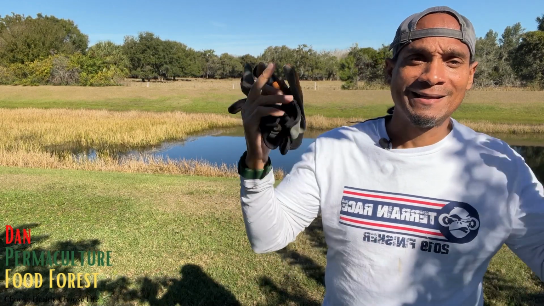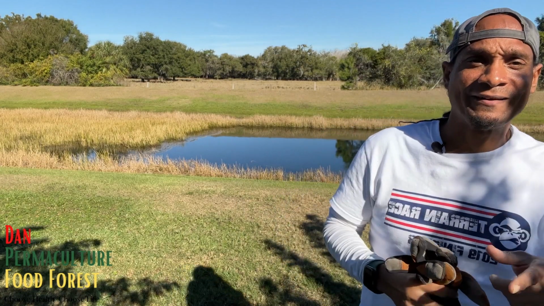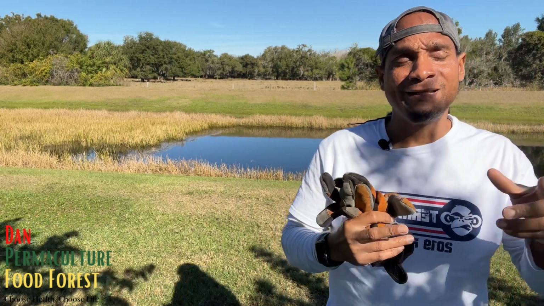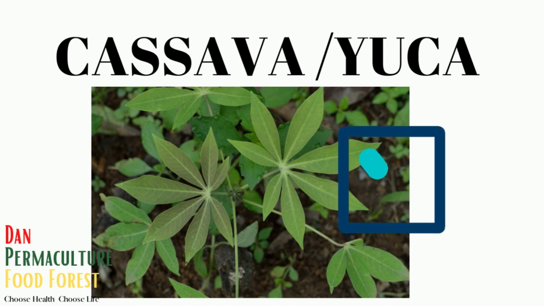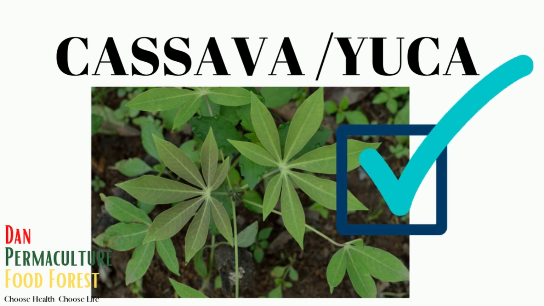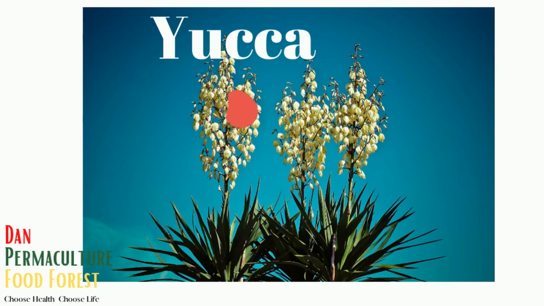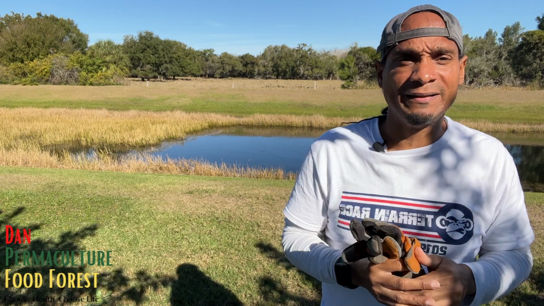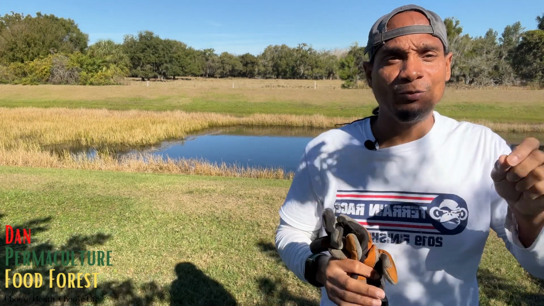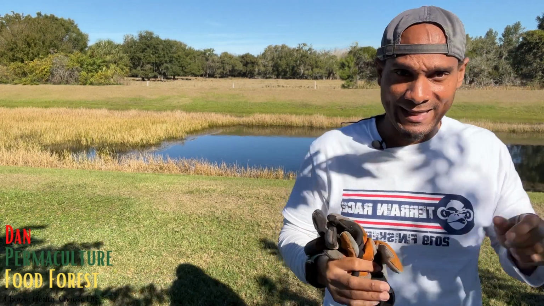All right, so let's go harvest some cassava, or as it's commonly known in Latin America, yuca. Say cassava or yuca, not Y-U-C-C-A, it's Y-U-C-A. The yucca is a different plant that they have in places like Arizona, and it grows completely different. This is yuca, Y-U-C-A, not Y-U-C-C-A. All right, so let's go harvest some food.